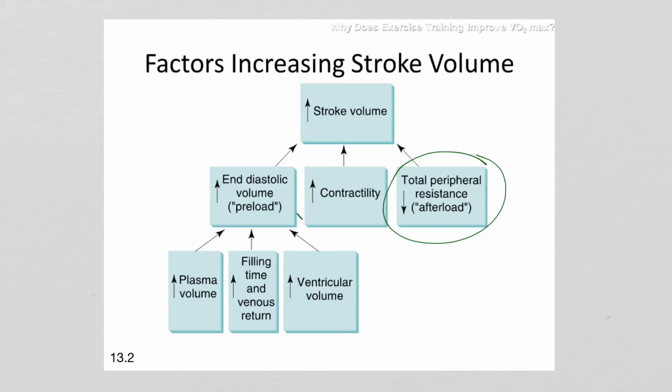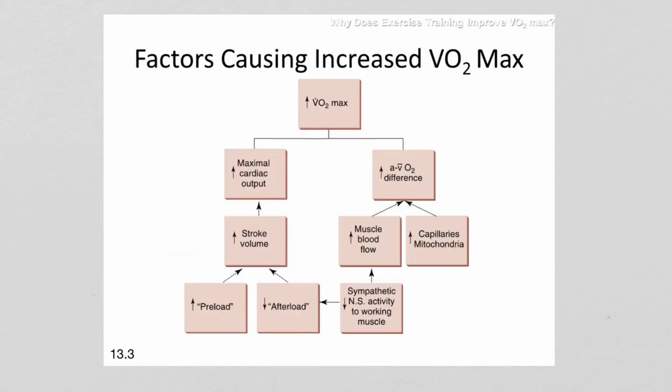So finally, for the last section of this lecture, let's take a look at the mechanisms that will help increase AVO2 difference, or the extraction of O2 from the blood. And I'll do this by looking at figure 13.3. This entire figure shows both the increases in maximal cardiac output and AVO2 difference that then contribute to a VO2 max at the top of the figure. We'll be concentrating on just AVO2 difference right now on the right side of the figure.